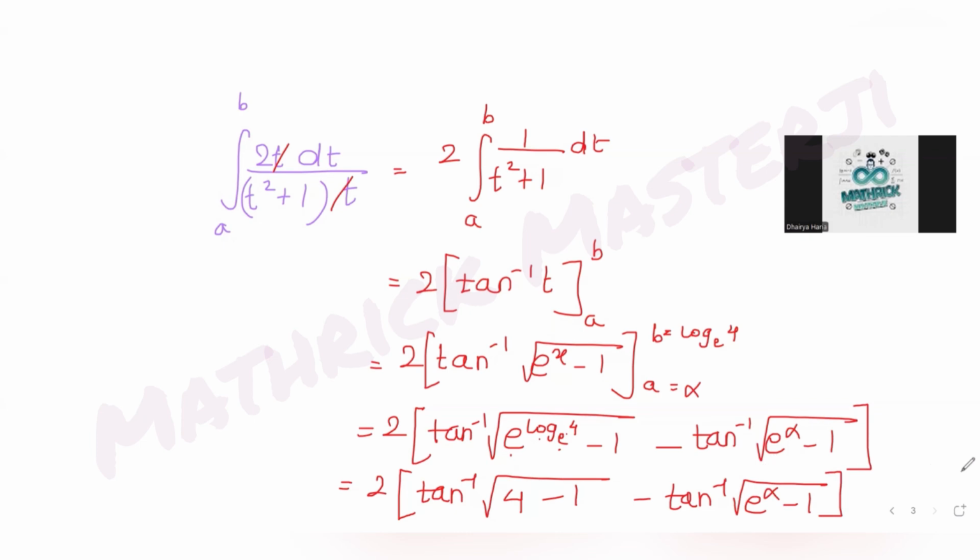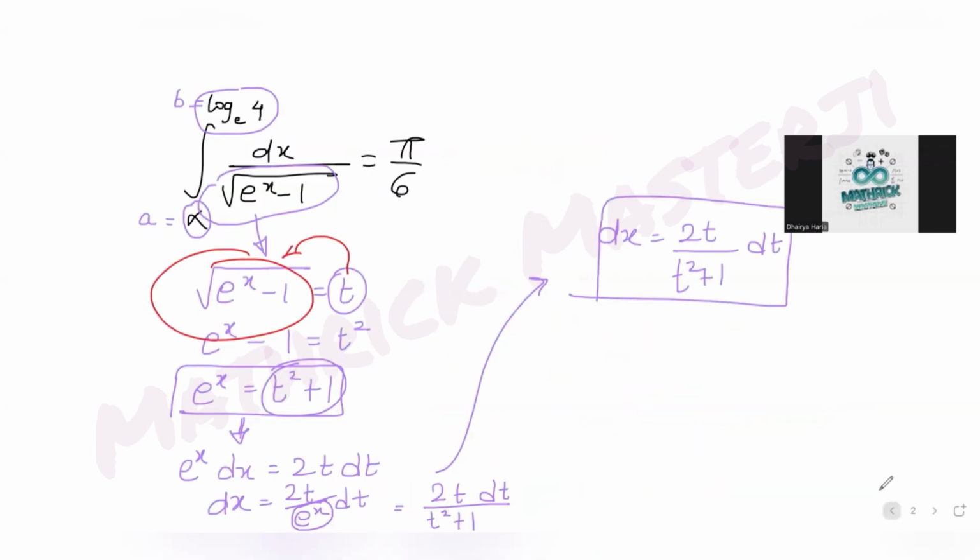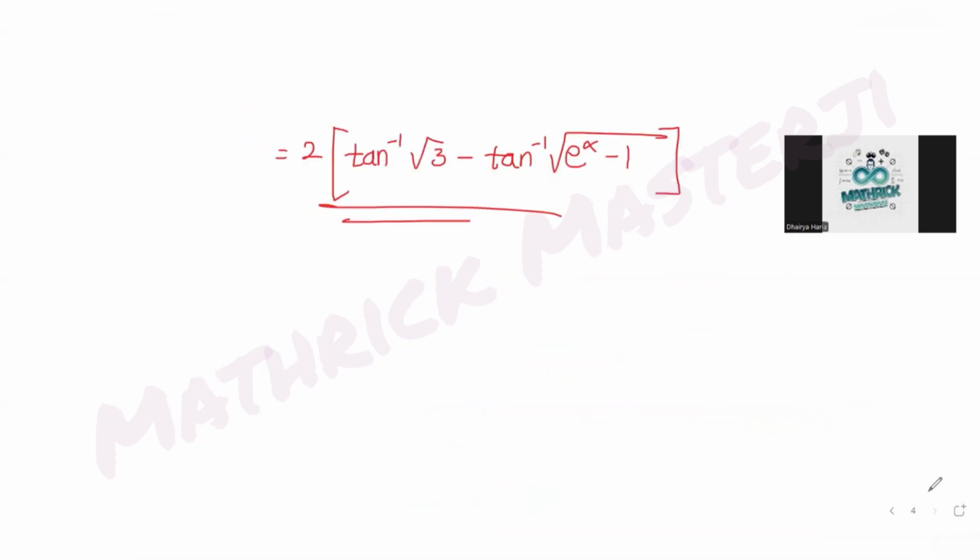Now further, if I try to solve this, I get this as 2 tan inverse of root 3 minus tan inverse of root of e raised to alpha minus 1. So once I have this entire thing, that basically becomes my answer for the integral that is given to us, and that is given to us as basically equals pi over 6.